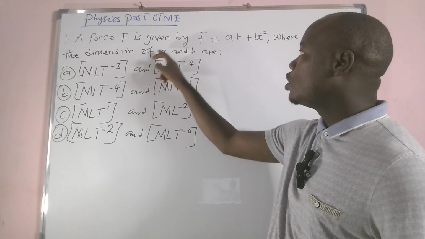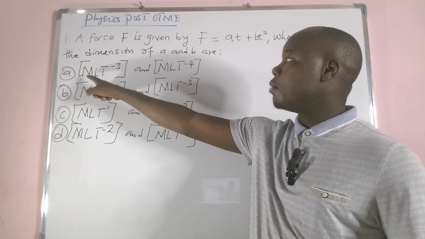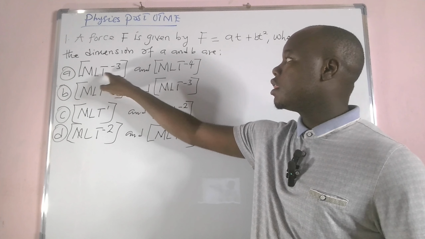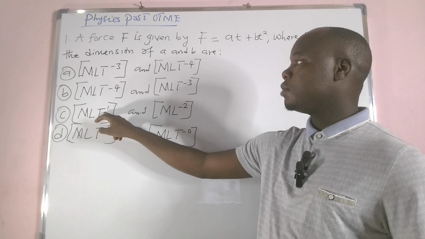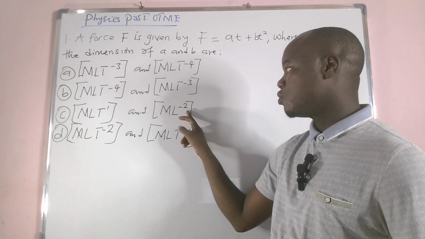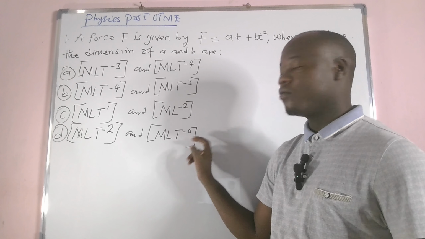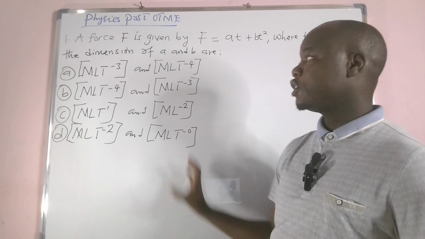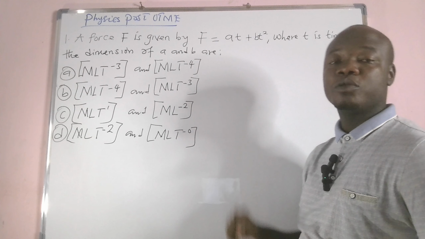The dimensions of A and B are: option A, MLT⁻³ and MLT⁻⁴; option B, MLT⁻⁴ and MLT⁻³; option C, MLT¹; option D, MLT⁻² and MLT⁻²; and then MLT⁻⁰. So these are the options, and we are to get the dimension of A and B from this formula.